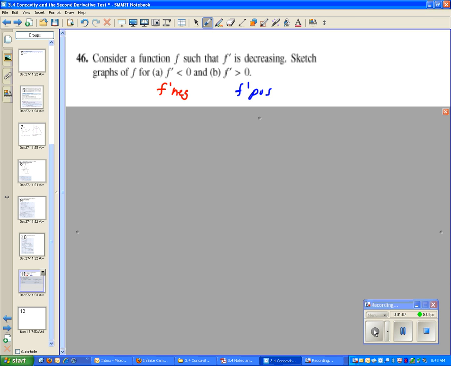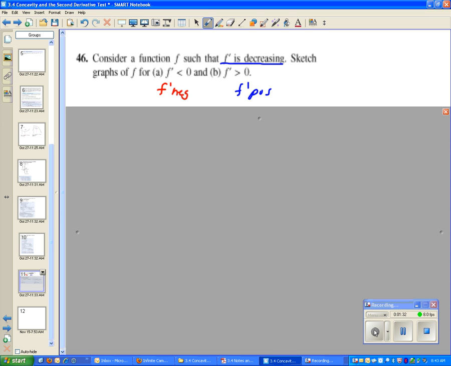All right. Before we start sketching, let's figure out what it's going to look like. When they tell us that f prime is decreasing, what else are they telling us? f double prime is negative. f is concave down. Those are the things you know, right? Again, it doesn't matter which of the three you're told first. You know all three are true.